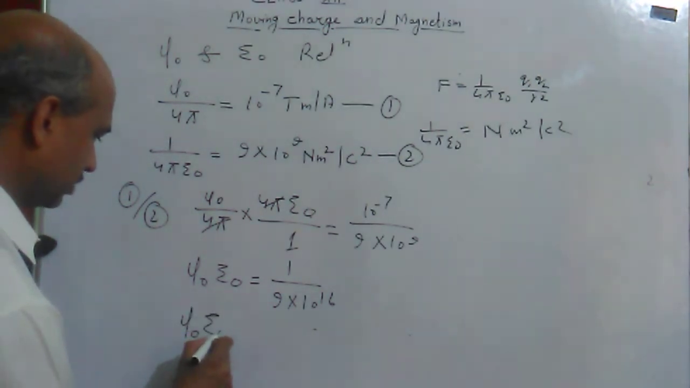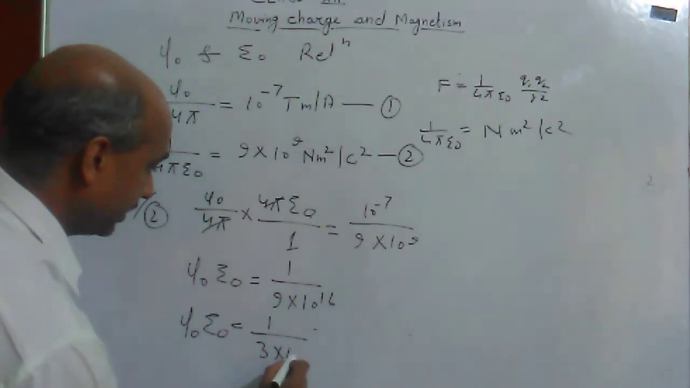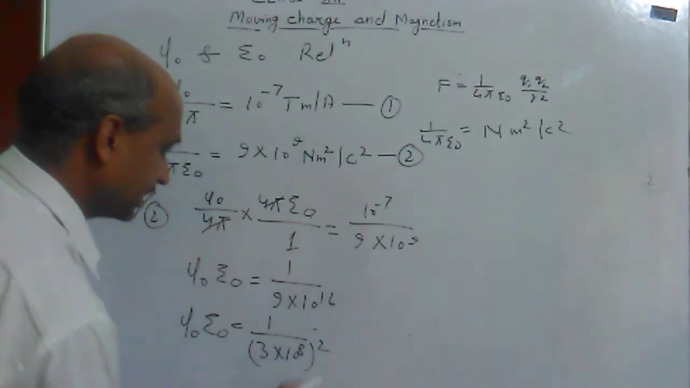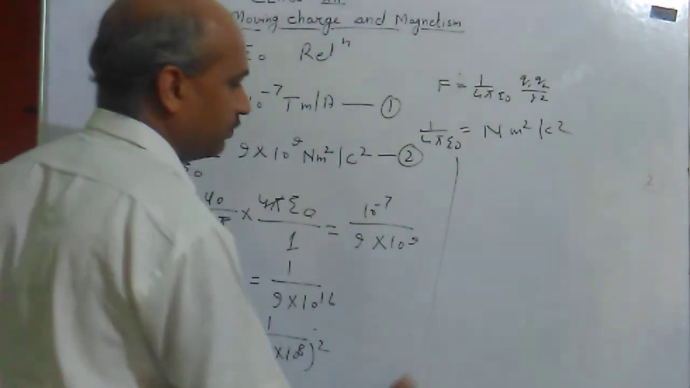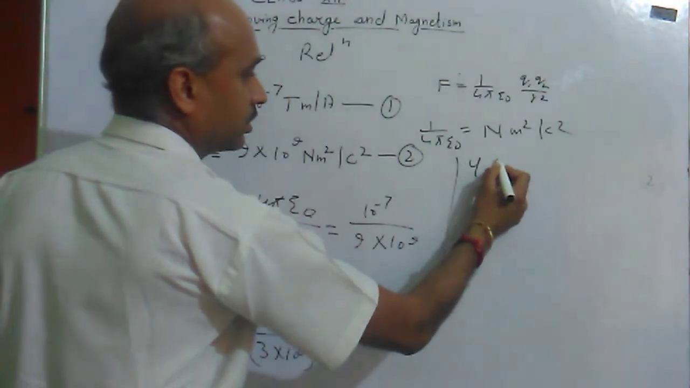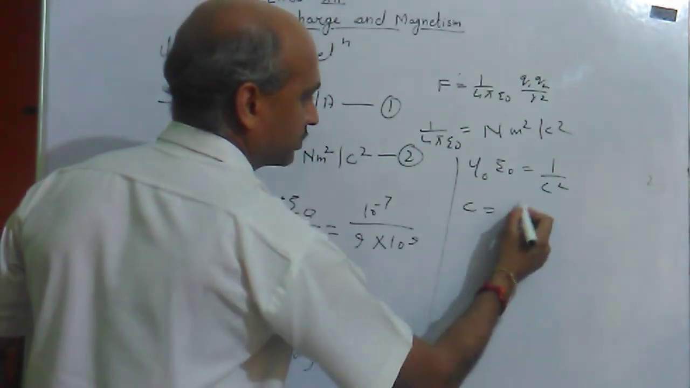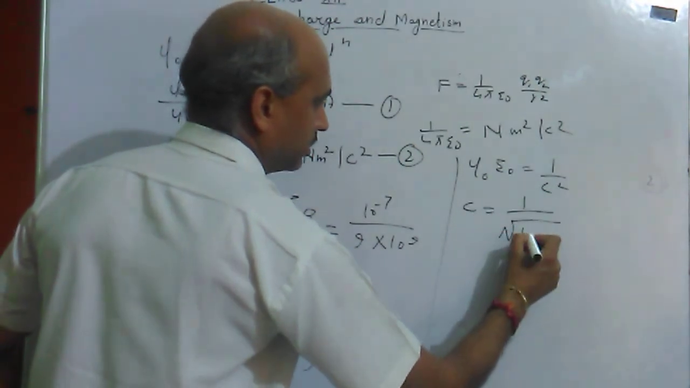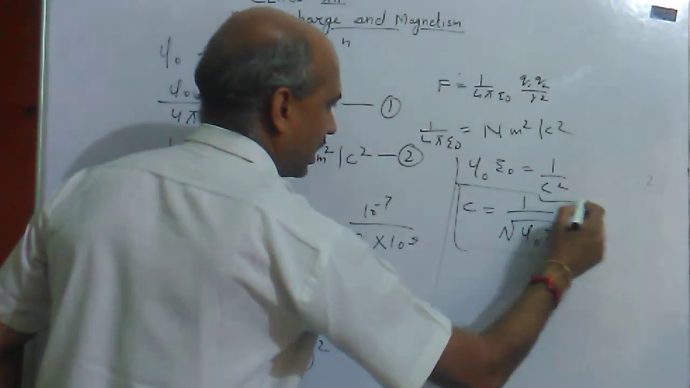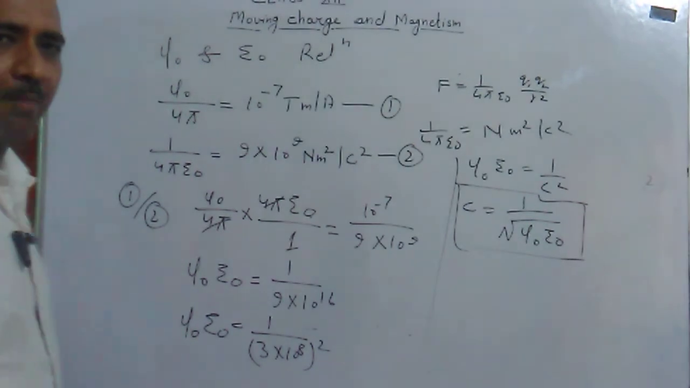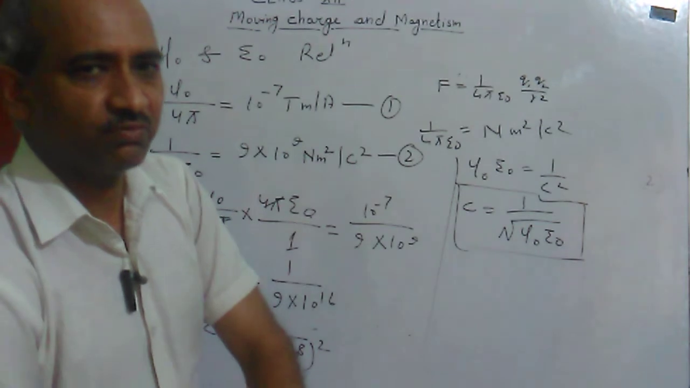Now mu 0 epsilon 0 को as it is रहने देते हैं, and in place of this I am writing it in other way, 10 to the power 8 का whole square ऐसे करके लिख दिया. Now what is this? This is the speed of light. So we get mu 0 epsilon 0 equals 1 upon c square. So from here c equals 1 upon under root mu 0 epsilon 0. This is the important relation which helps you a lot in the study of electromagnetic waves. जब electromagnetic waves की study करेंगे, so in that case it is very helpful.